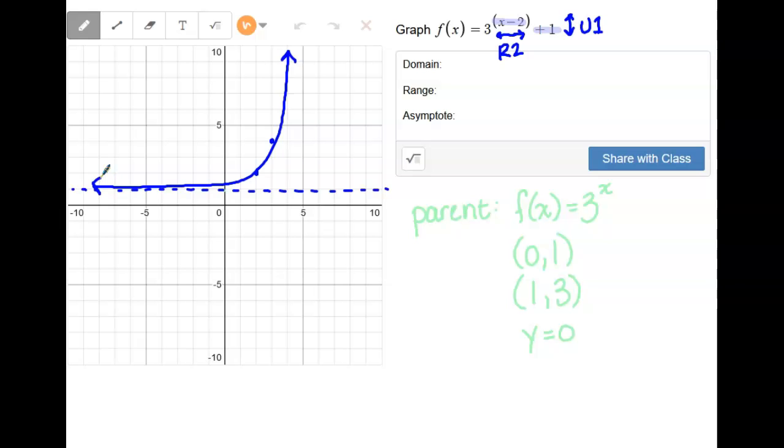Bada bing, bada boom. Okay, again, domain exactly the same every single time, negative infinity to positive infinity. The asymptote now has been shifted up 1, so it's at y equals 1. And our range is going to be the same thing as the asymptote to positive infinity.